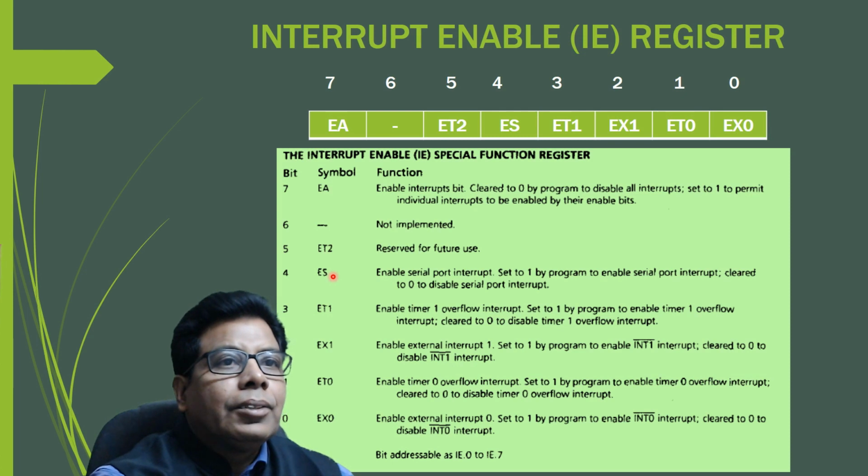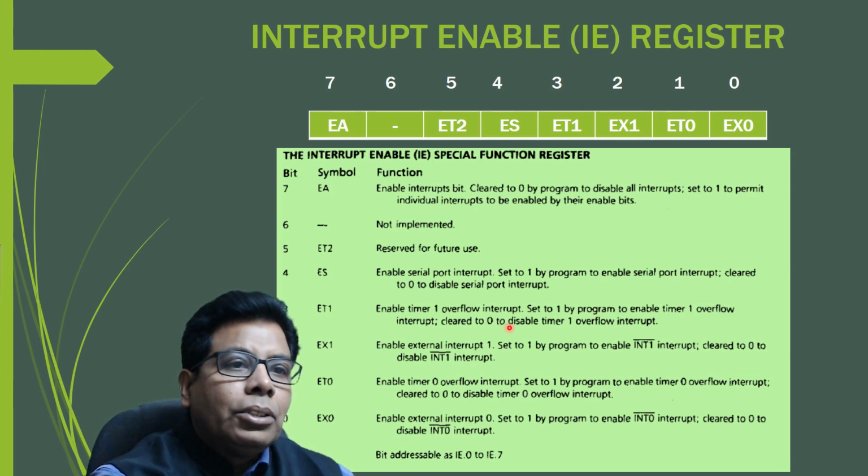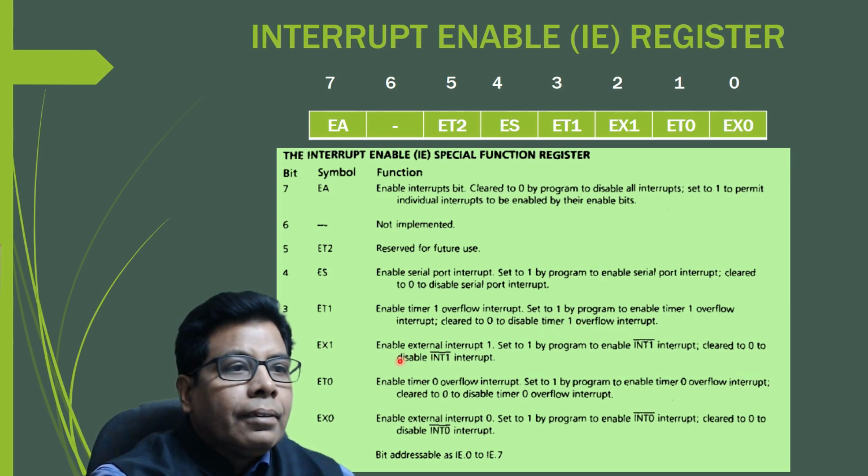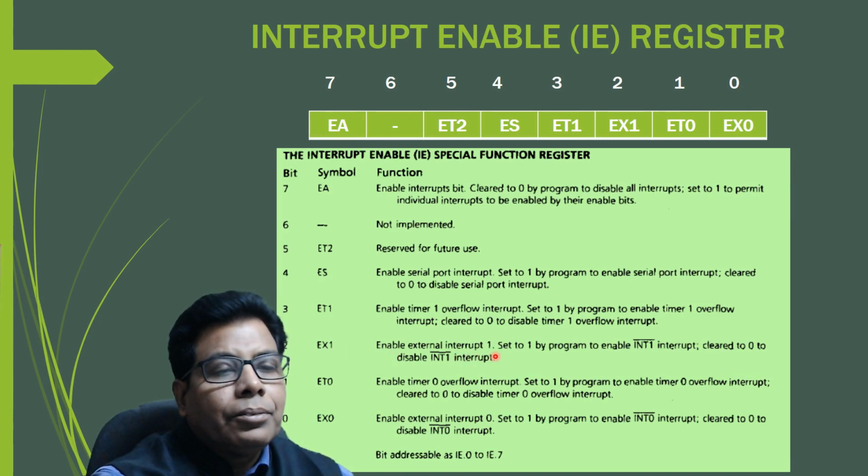Then ES is enable serial port interrupt, set to 1 by program to enable serial port interrupt and cleared to 0 to disable serial port interrupt. Then next is ET1, that is enable timer 1 overflow interrupt. Again it is set by program to enable timer 1 overflow interrupt and cleared to 0 to disable the timer 1 overflow interrupt.